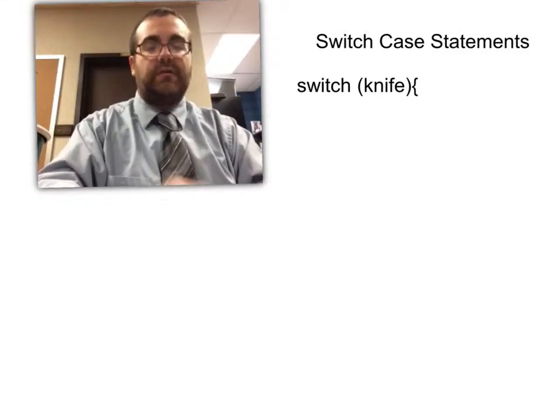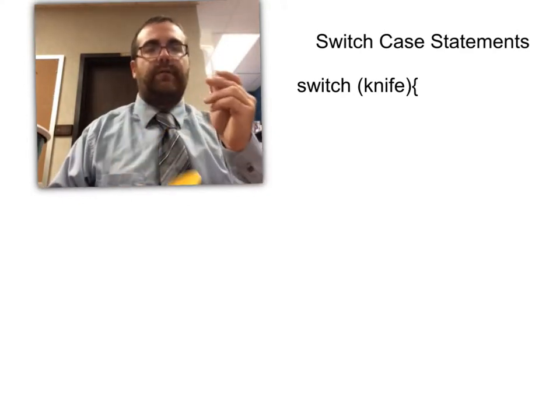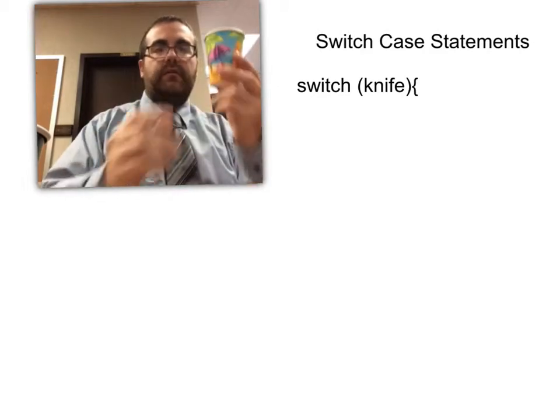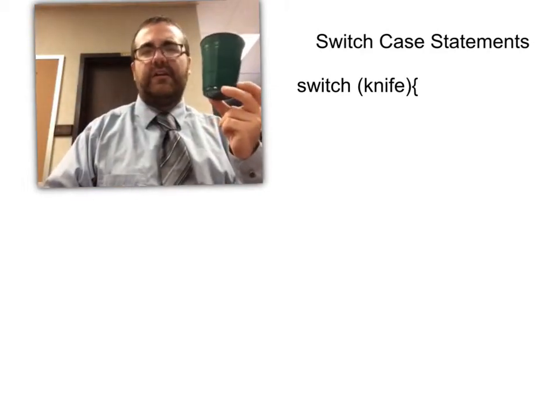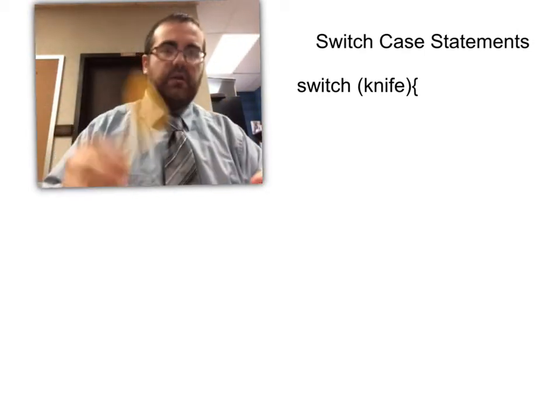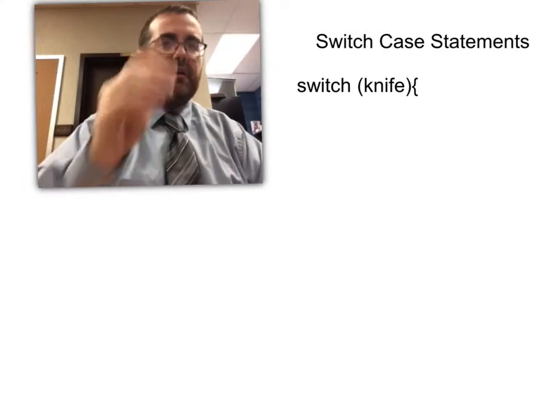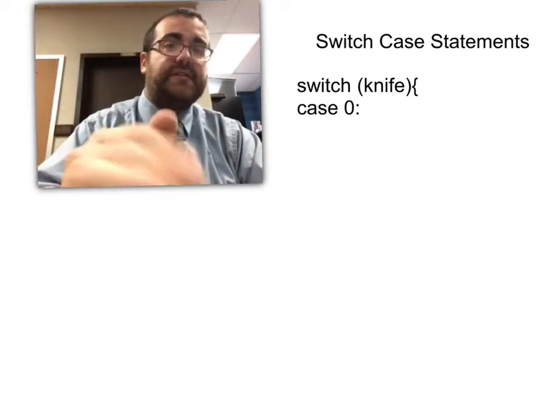And within our switch, now we have different cases. So I'm going to assign the spoon 0, the fork 1. This cup will be 2. And anything else that our user entered in knife is going to be this green cup. So, as I said, the spoon is going to be 0. So case 0, because right now all we're going to use are numbers in our cases.